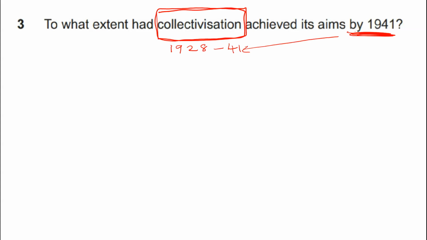First thing, it's talking about collectivization. So not the 5-year plans, not the purges, not the NEP, not war communism, none of that stuff. Collectivization. And that means that you need to be finishing in 1941, because that's what the question tells you to do, but you probably need to be starting in 1927, maybe 1928. You wouldn't want to go too much further than that, because otherwise you'd be into the NEP, and you wouldn't want to go later than that because it had already started by 1928.